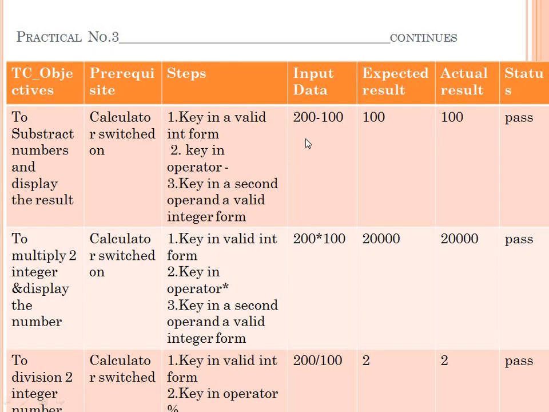The input data is 200 minus 100. The expected result is 100, and the actual result we get after performing this operation is 100. This actual result is equal to the expected result, and the status is pass. If the actual result is wrong, for example 50 or 150, then the status should be fail.